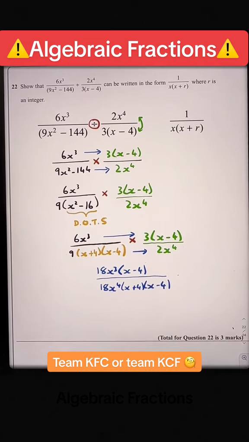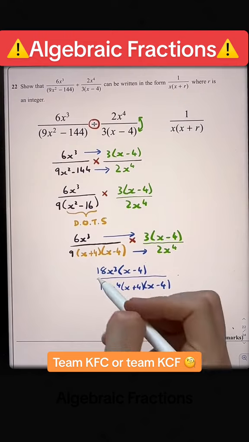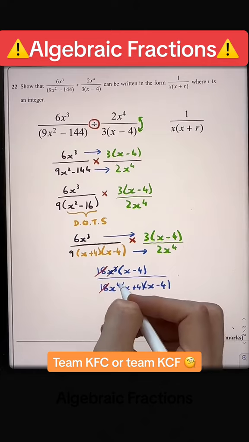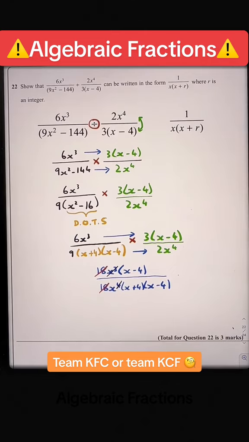Now simplifying, i.e. cancelling common factors, I've got 18 divided by 18. Well, 18 divided by 18 will cancel. I've got x cubed over x to the power 4. I can divide top and bottom by x cubed. On the top, x cubed divided by x cubed will cancel. And x to the 4 divided by x cubed, drop the power by 3. Well, 4 take away 3 is 1. That will give us x to the power 1, which is simply single x.